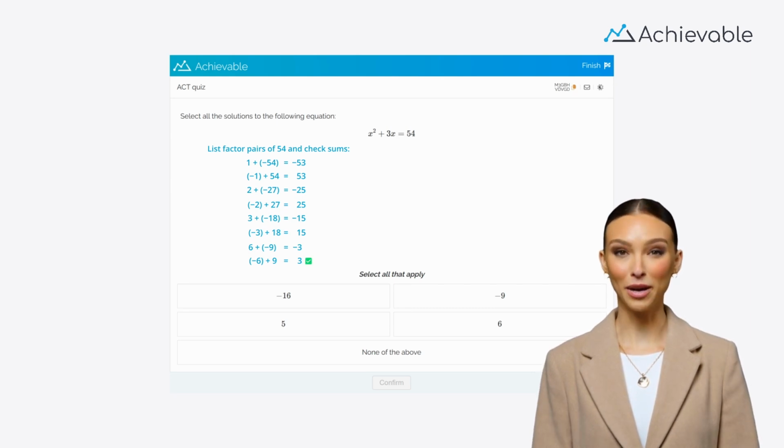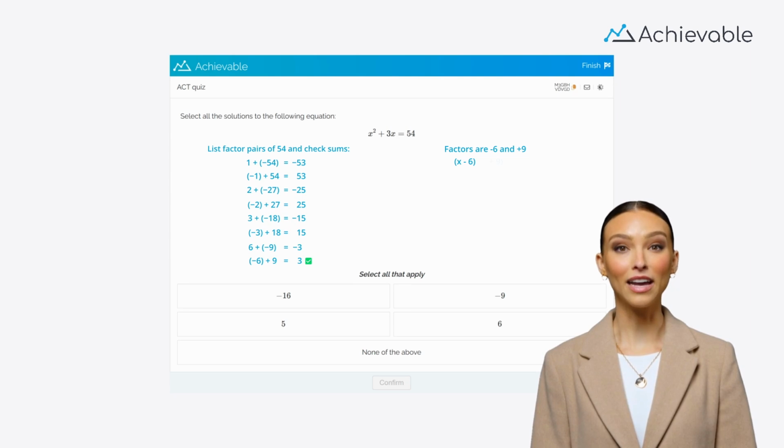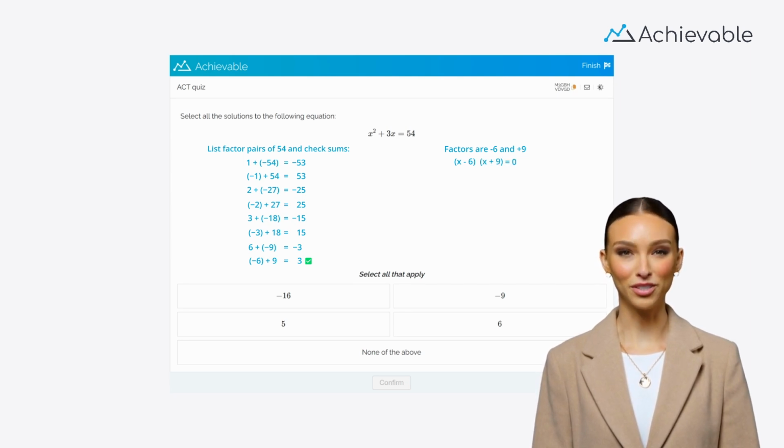Let's split that into two answers. So our factors are 6 and 9. 6 will go in the negative spot and 9 in the positive. So the two factors are x minus 6 and x plus 9.